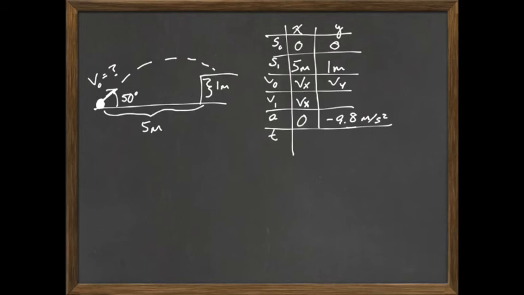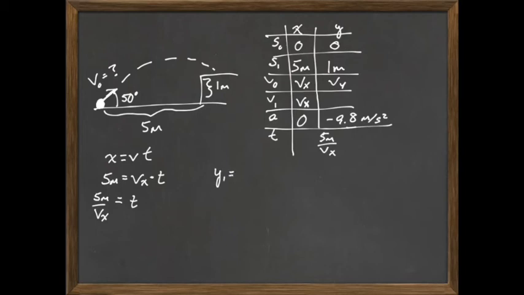For example, if we start with our x equation, remember with no acceleration this is the only equation we can work with, we get that 5 meters is equal to Vx times t. If I solve this for t, I get 5 meters over Vx. That's about as far as I can get for time. Now what do I get if I plug that into the y equation?